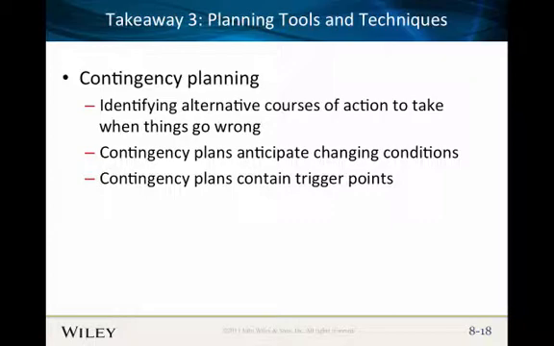So let's say you get to a point in your journey and you realize, oh, traffic's backed up. Well, at that point, you're trying to anticipate changing conditions, and you resort to your contingency plan. That point is called a trigger point.